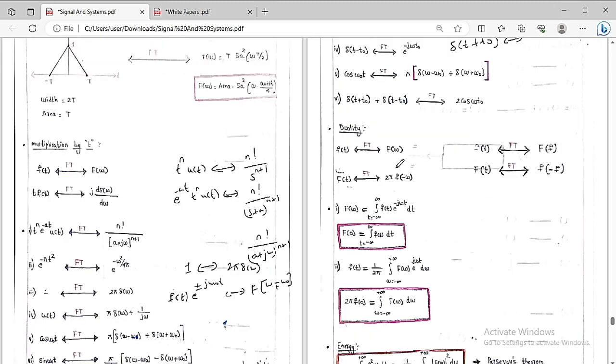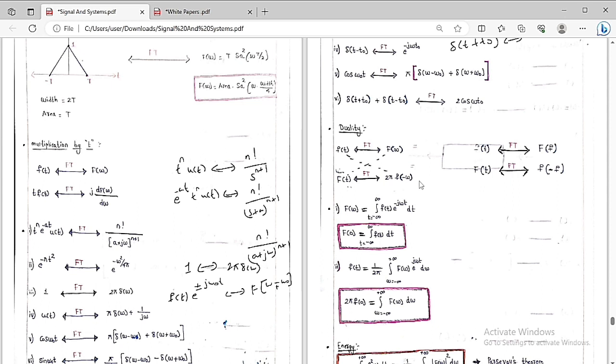Now we are going to discuss another point, the duality principle. For f of t having a Fourier transform f of omega, then what is the meaning of duality? Capital F of t has a Fourier transform 2 pi into f of minus omega. So what is the meaning of duality? Duality means like this one.